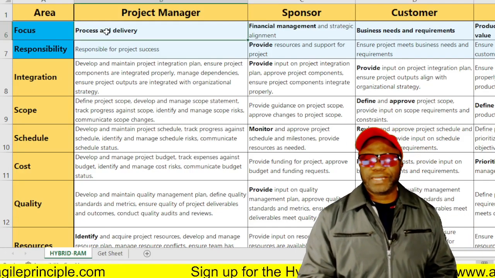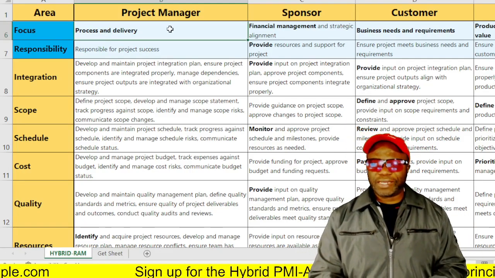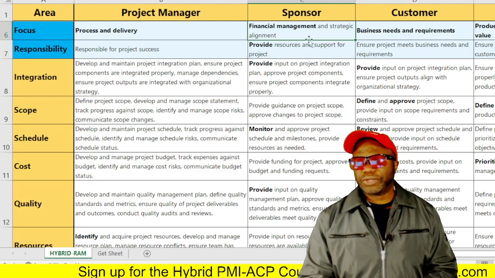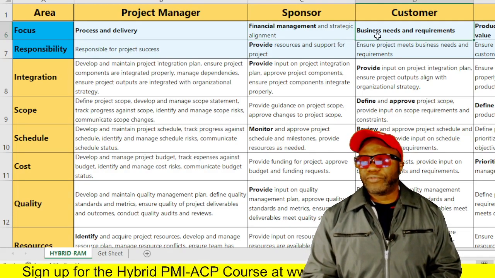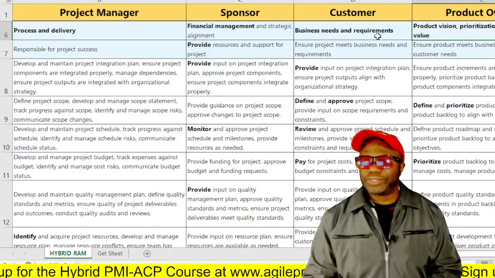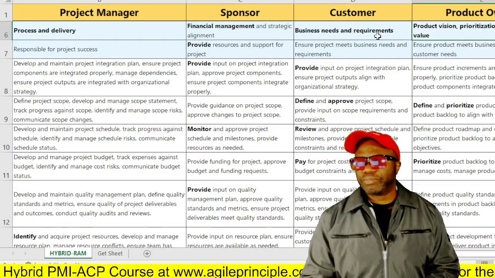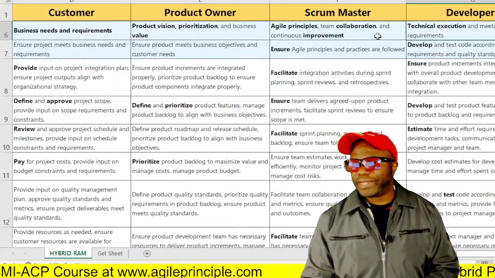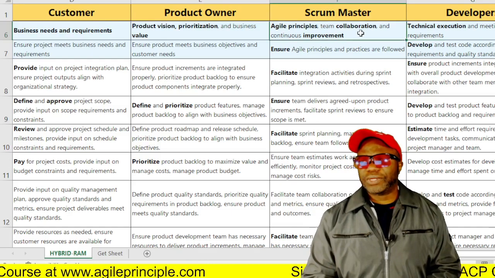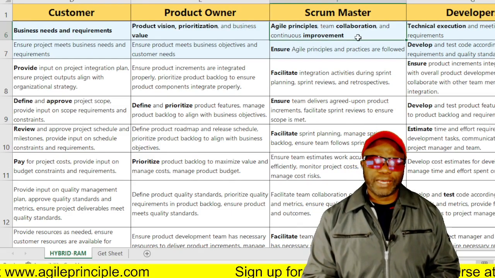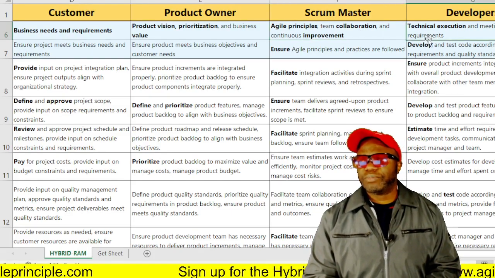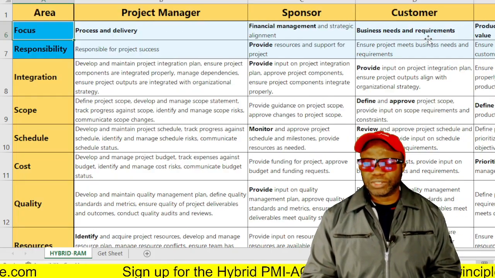So project manager focuses on process and delivery. The sponsor focuses on financial management. The customer focuses on business needs and requirements. The product owner focuses on the product vision, prioritization, business value. Scrum Master focuses on agile principles, collaboration, and improvement. And the developers focus on technical execution.